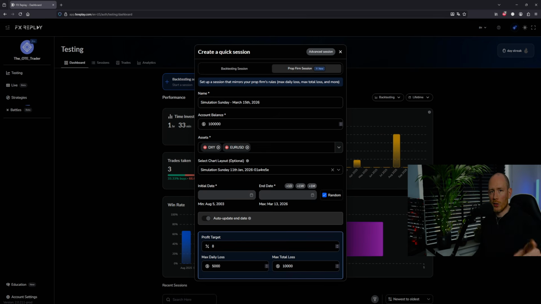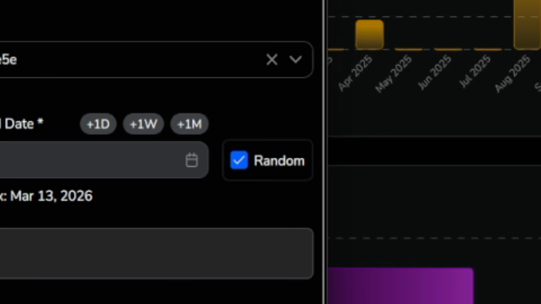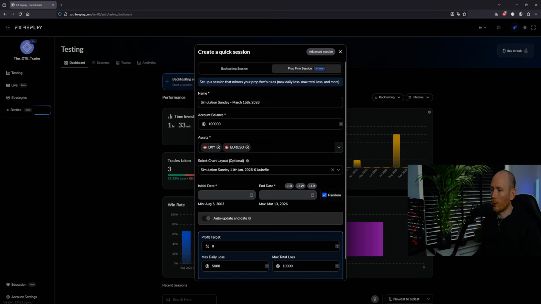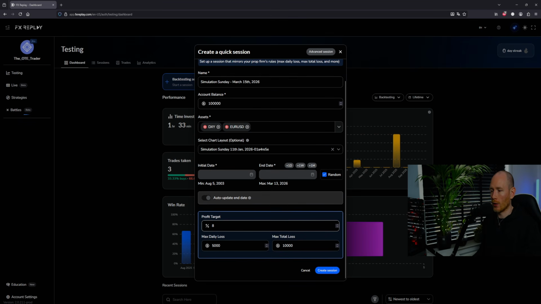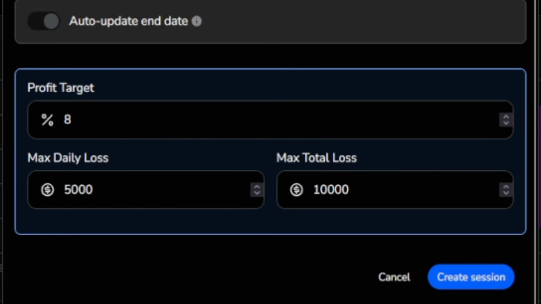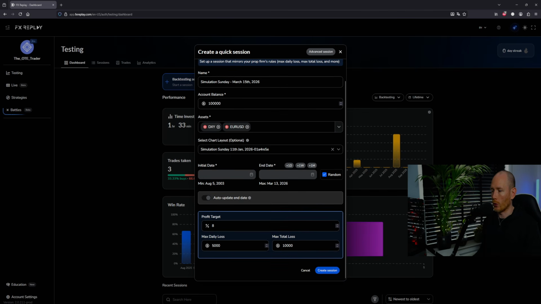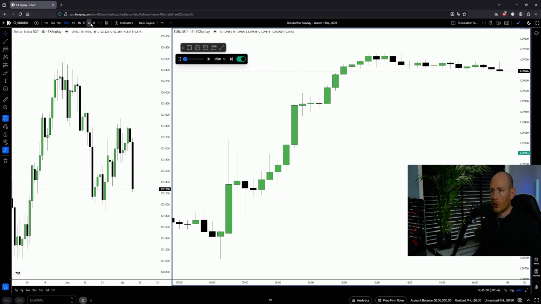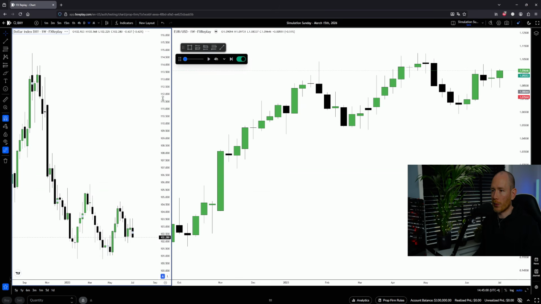Alright, let's kick off this simulation session, guys. We have a random date here. I don't have to pick it on a third-party website anymore. There's a random button here, so I'm going to do a random date. As always, 8% profit target, right? And we're going to be focusing on order pairing this session. Let's see where they put us on this random timestamp.